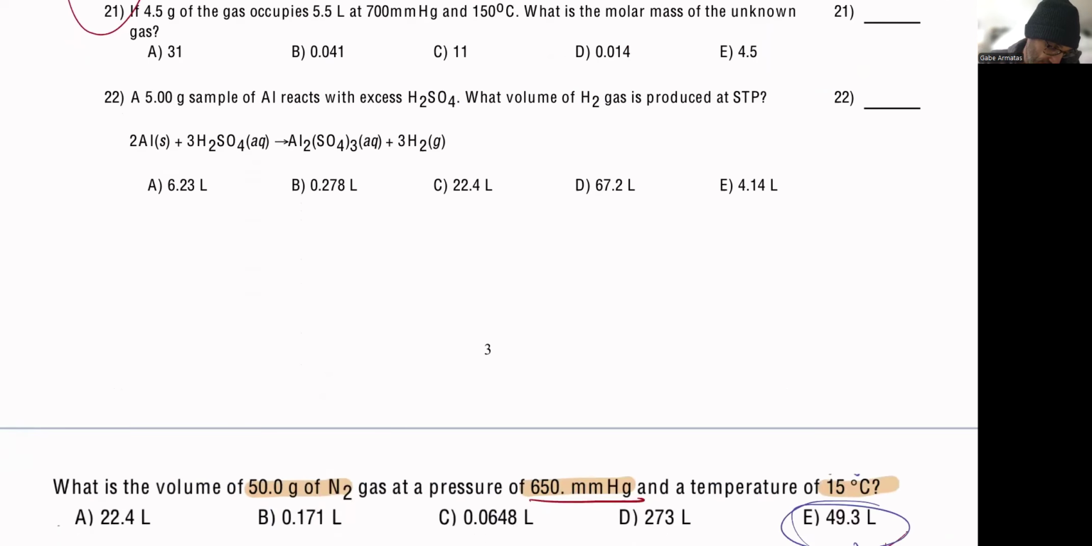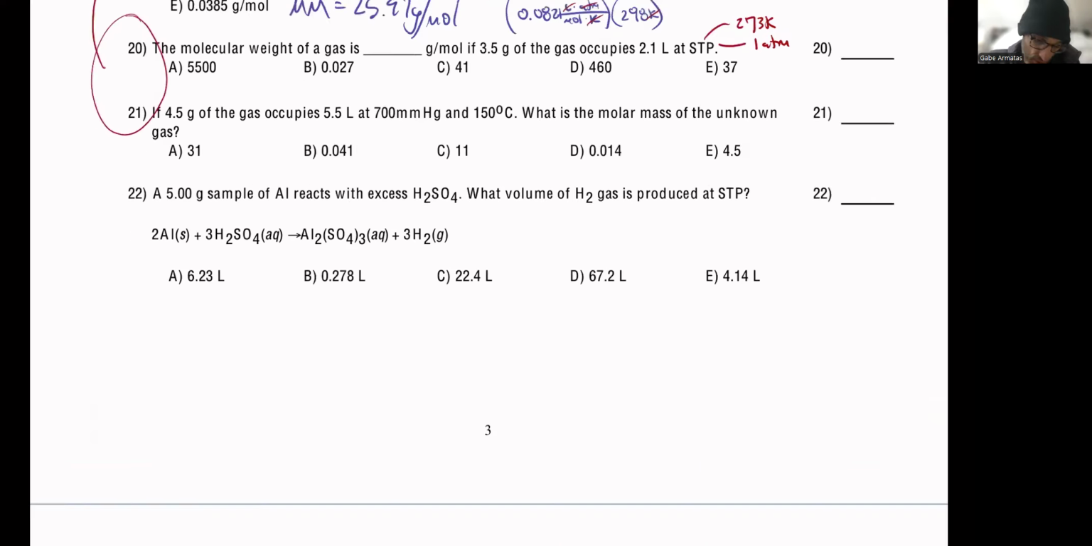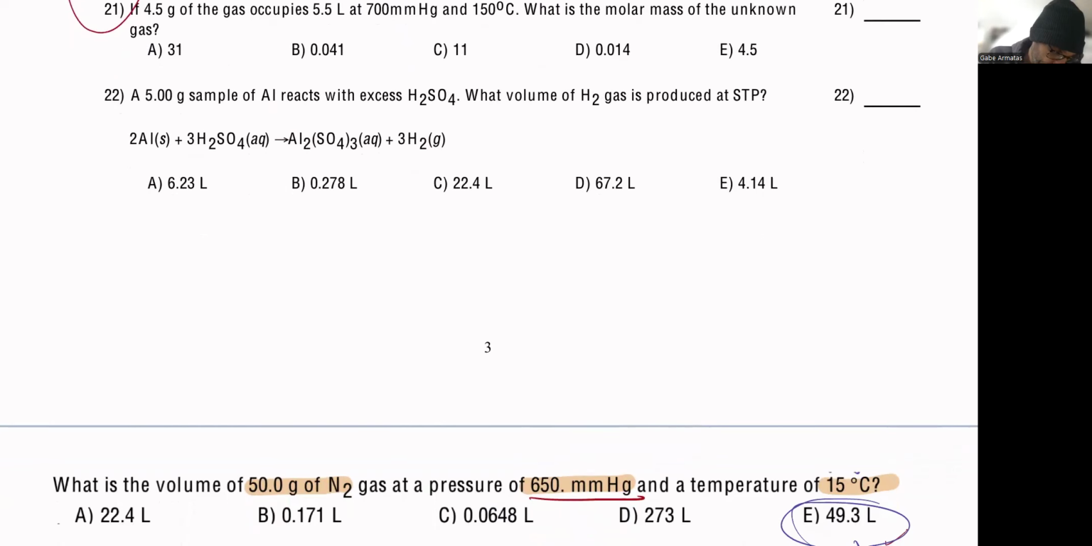Now we move on to the final handful of questions. These are unit conversion, and really these are stoichiometry as well. So last question, I'm going to cover this one. All right, so a 5-gram sample of aluminum reacts with excess H2SO4. Basically, what we're saying is I don't have to worry about H2SO4. There's plenty there. What volume of H2 gas is produced at standard temperature pressure?